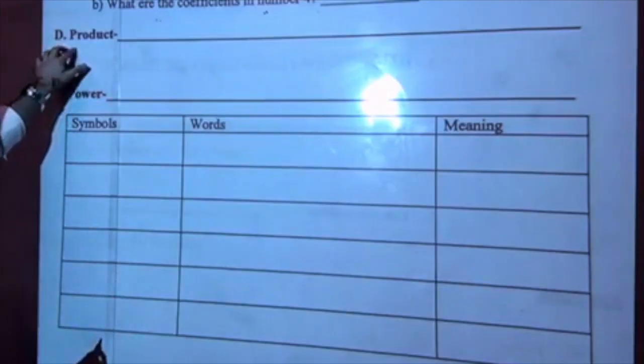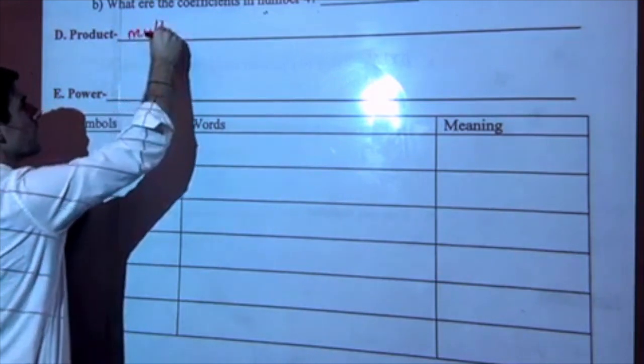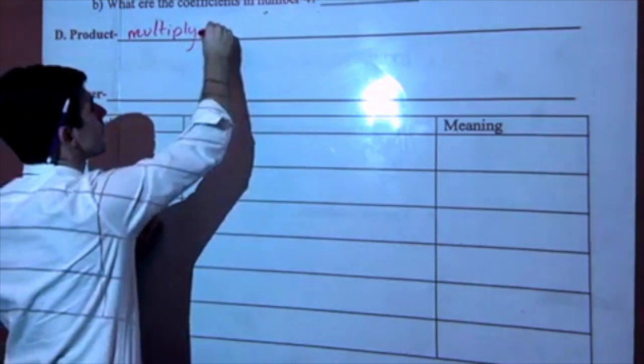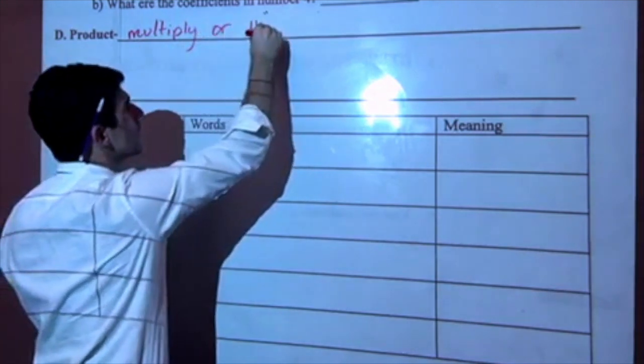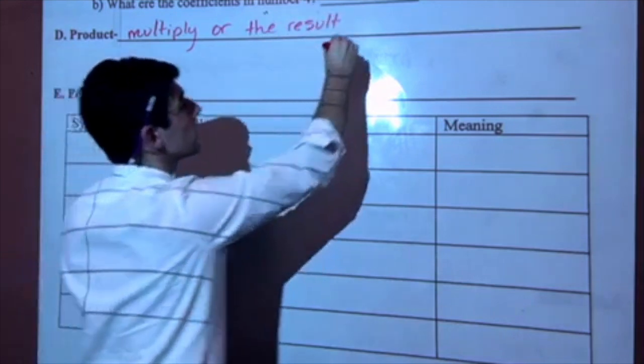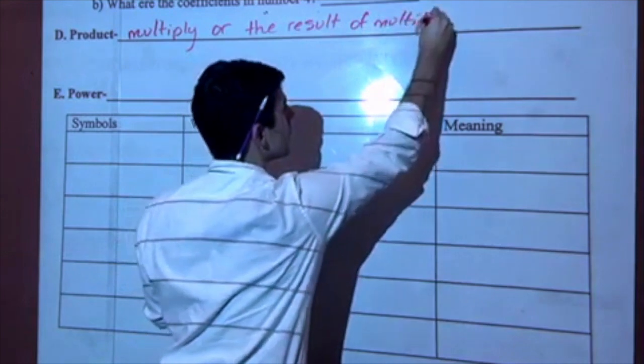We're on part B here. The word product, hopefully we know by now that that means to multiply. You can also think of it as the result of multiplication.